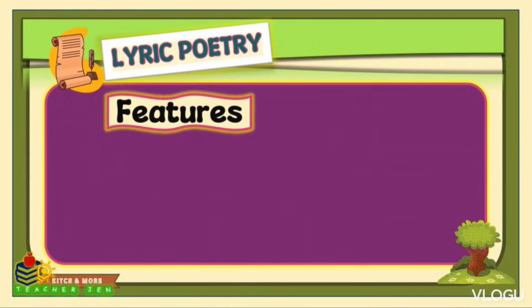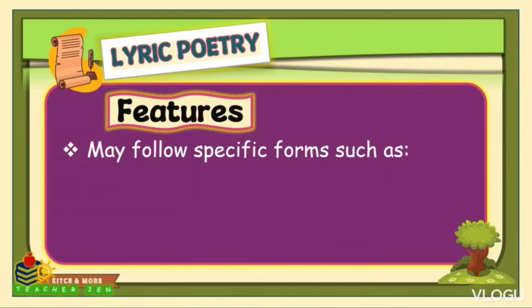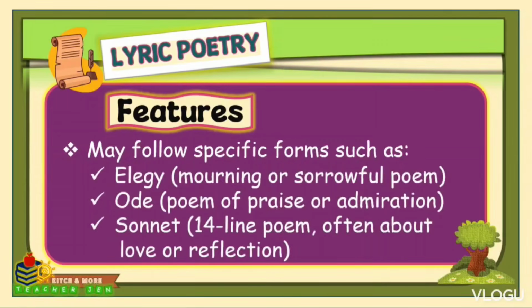Another feature of lyric poetry is that it may follow specific forms such as elegy. For an elegy, it mourns loss and sorrow, like a heartfelt goodbye written in verse. Another is an ode, which lifts up something beloved, whether a hero, a sunset, or even a simple mango tree, turning admiration into poetry. And a sonnet.